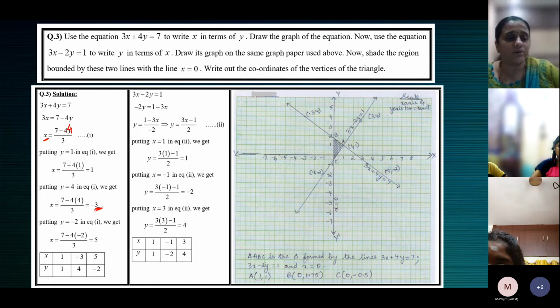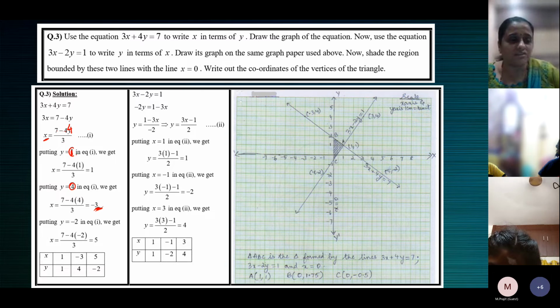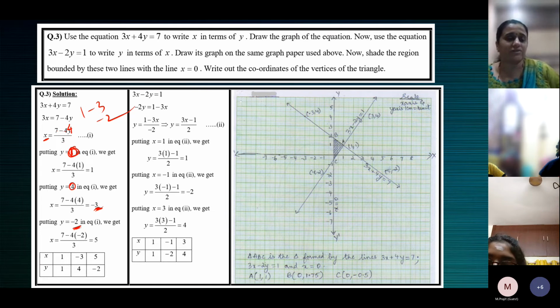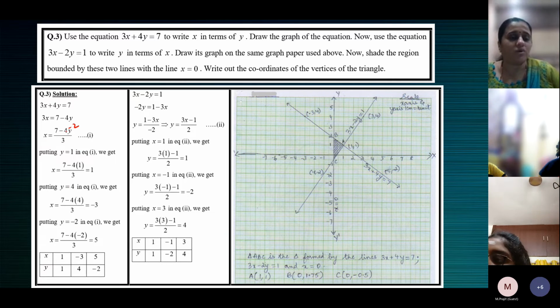We got y as 4 here. You can also take the next value as 4 plus 3, 7, because you keep adding 3. I have also taken 1 minus 3, which is minus 2. So when the value of y is minus 2, 4 into minus 2 squared gives 4 times... 8, plus 8. 7 plus 8 is 15. 15 by 3 is 5.